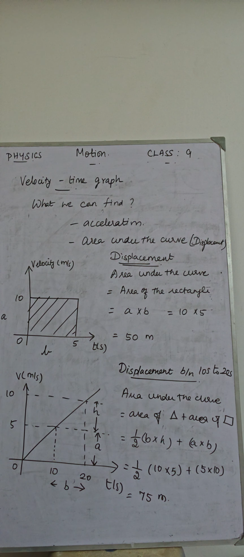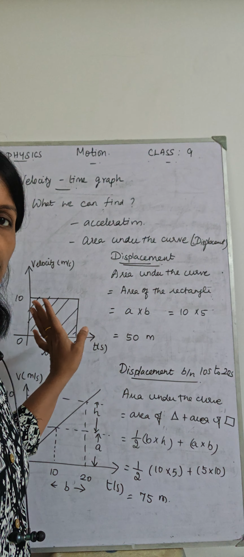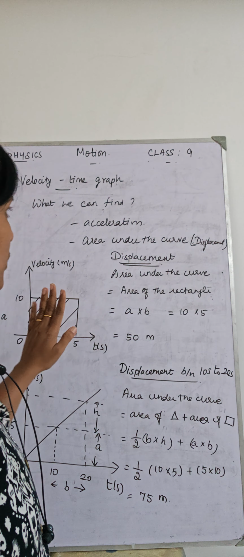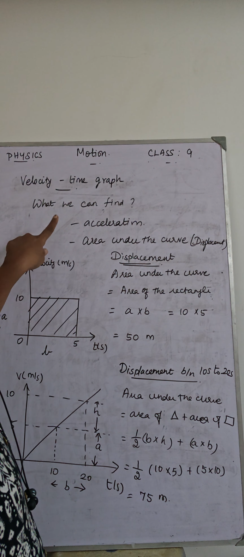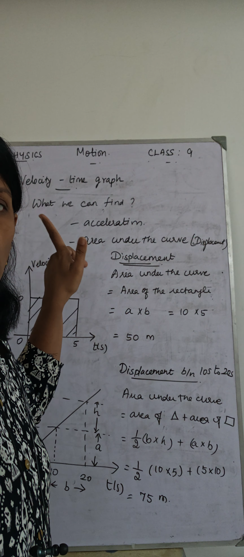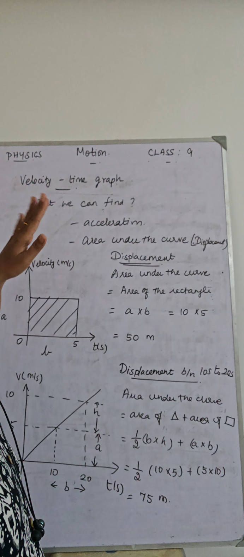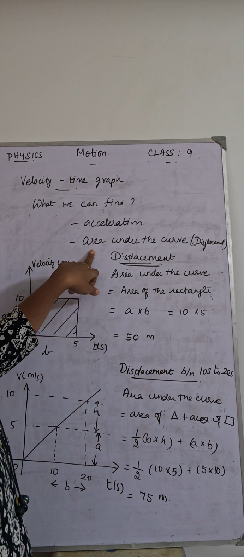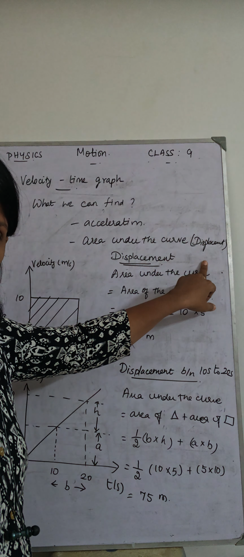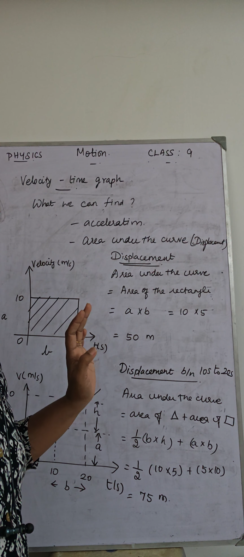Hi students, we are studying about the velocity time graph. What are all the parameters we can find out from a velocity time graph? In the previous video, we read about how to find out the acceleration from the velocity time graph. Now we will see how to find out the displacement, which is nothing but the area under the curve.